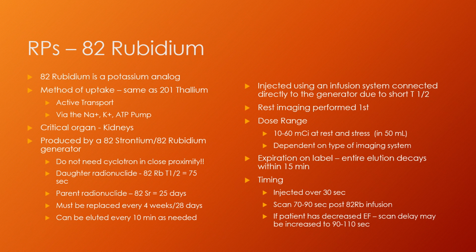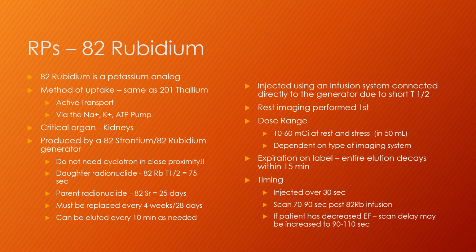at rest and stress. Now the injection is in 50 milliliters of saline. It's followed by 50 milliliters. So whenever you are injecting that into a patient, you need to have an IV that is 20 gauge at least. You want a larger bore needle, and then you also need it to be rated for 50 milliliters per minute at least. 65 is better, but you need to make sure that the supplies you're using are able to handle that infusion from the generator.